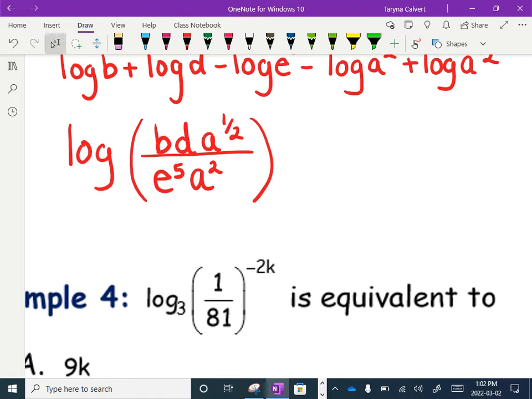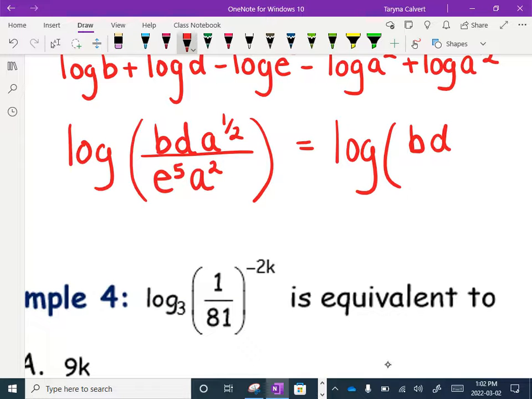Are we done? No. Right, so if I start asking you to use your log laws on variable bases, there's a good chance you're going to have bases that are the same inside the brackets that are making up the argument that you have to use your exponent laws. So then this would be the same as log base 10 of B, D, A to the 1/2 minus 2, which is negative 1.5, over E to the 5.